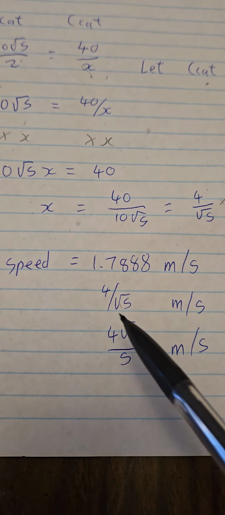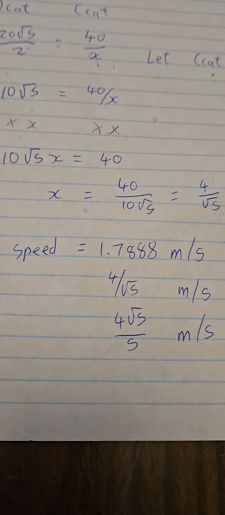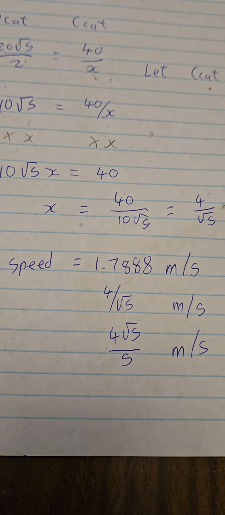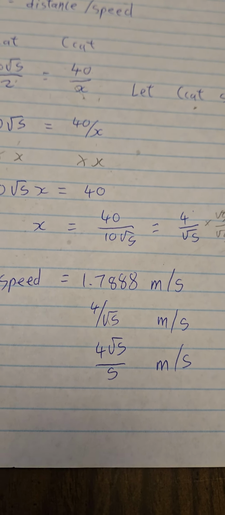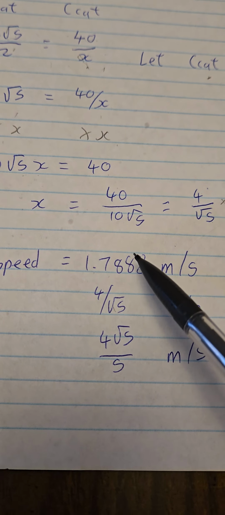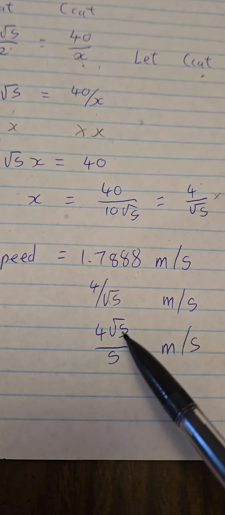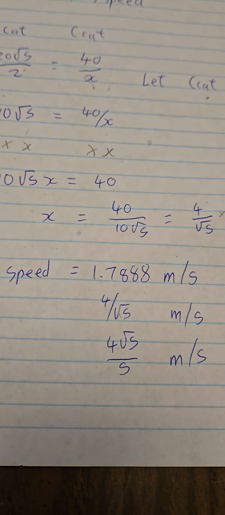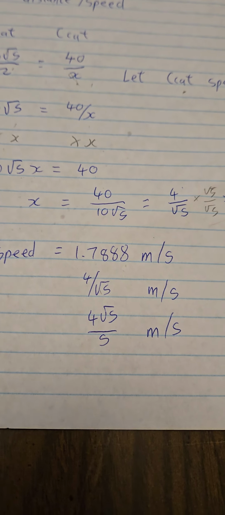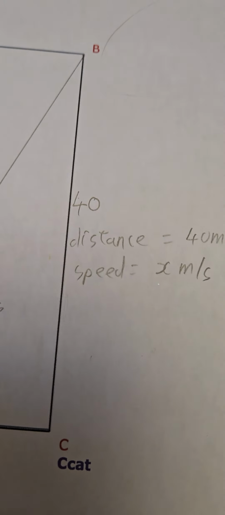Now, all these three are correct answers. There are 3 ways of writing the same thing. So it really depends how the question was structured. This question, they didn't make any rules about how to write it. So any one of these, 1.7888 or 4 over root 5 or 4 root 5 over 5, all of them in meters per second, is a correct answer to the question. That's the speed that C ginger cat has to go.